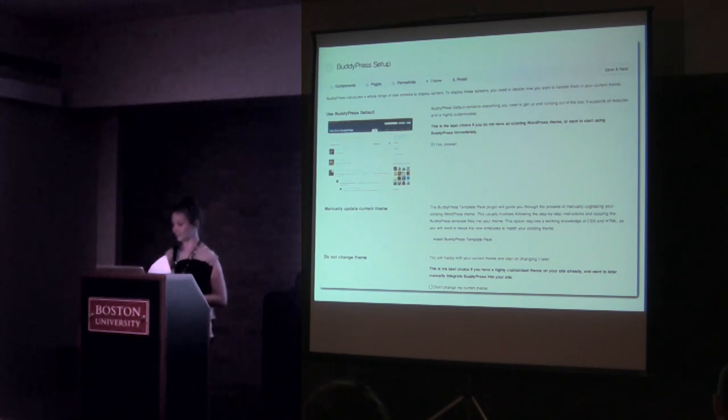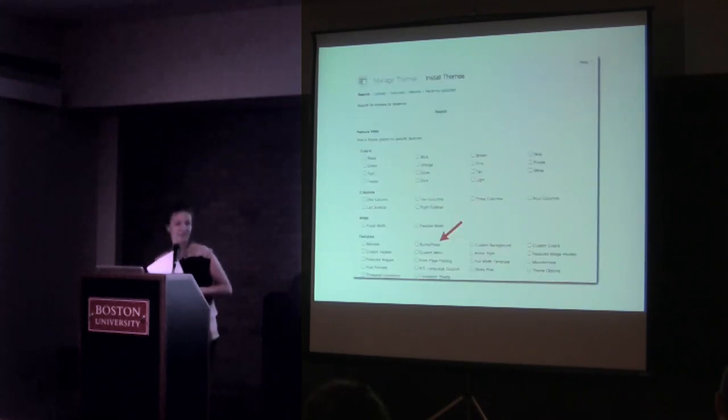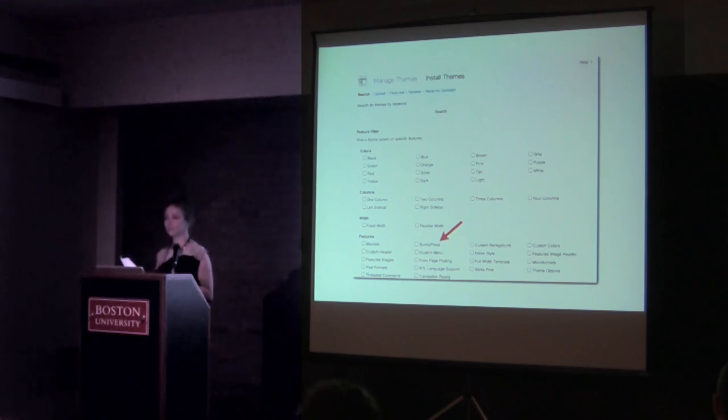If you're in your dashboard, in the appearance section where you can search for themes, there's a checkbox so you can look for special BuddyPress-only themes. And of course, you can also create child themes from BuddyPress themes. So if you don't like them, you can create your child theme and tweak the CSS accordingly and overwrite templates and that sort of thing.